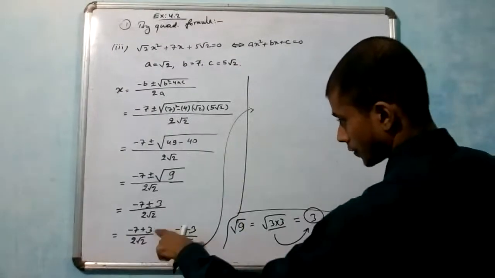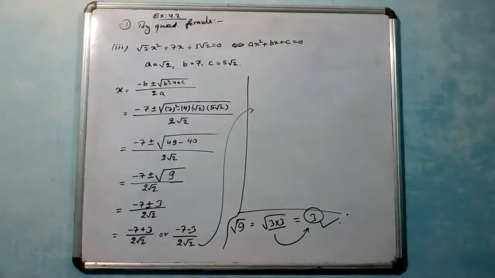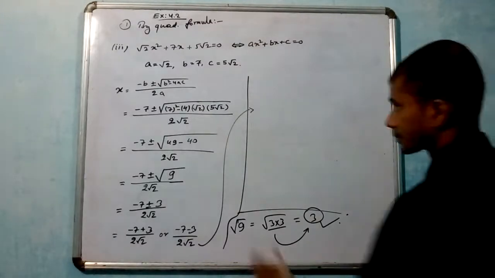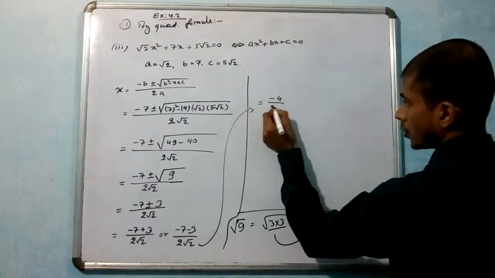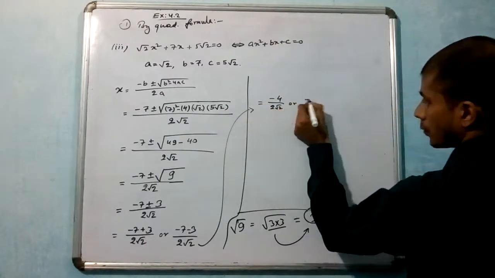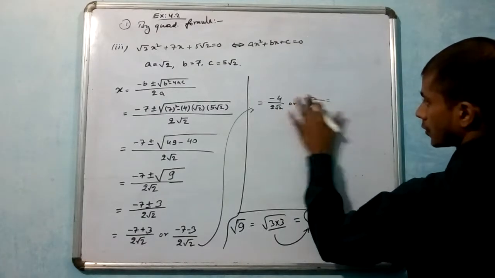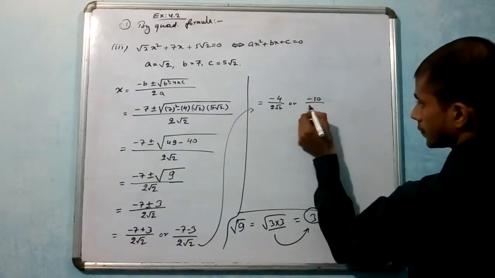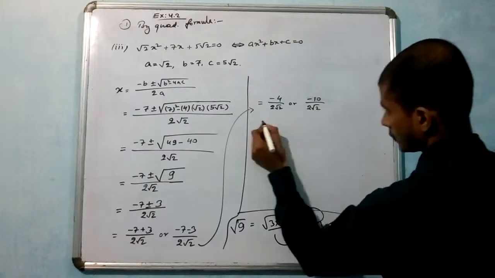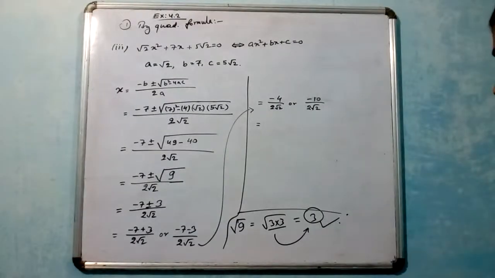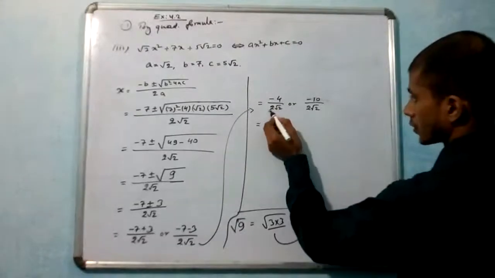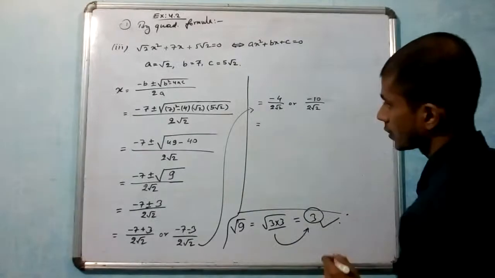Then tell me how much here. Minus 4 by 2 root 2, or minus 7 minus 3, that is minus 10 by 2 root 2. Now any cancellation here? Can we cancel something? Yes, of course. Why can we cancel?